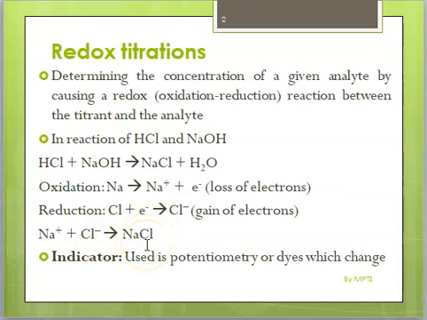Now, indicators which are used in redox titration reactions: we can either use a voltmeter or potentiometry, or there are some dyes which will also change color due to redox, gaining an electron or losing an electron.